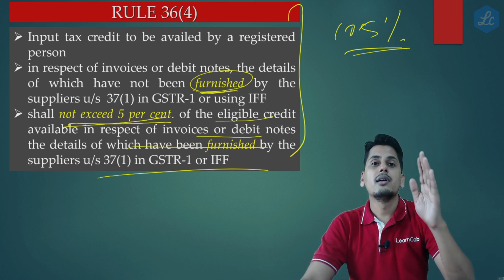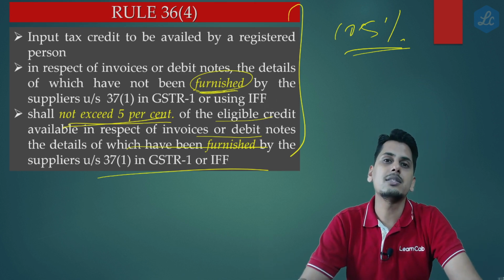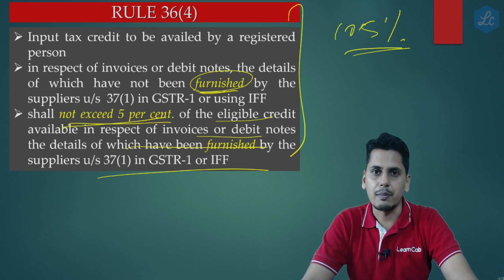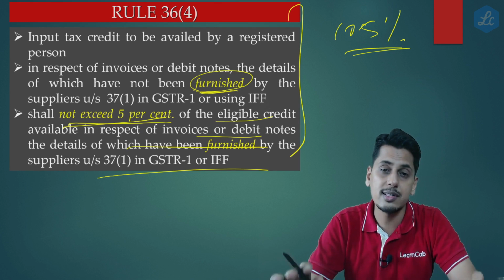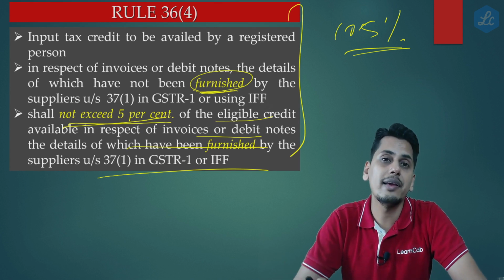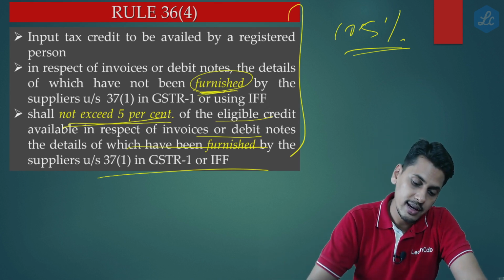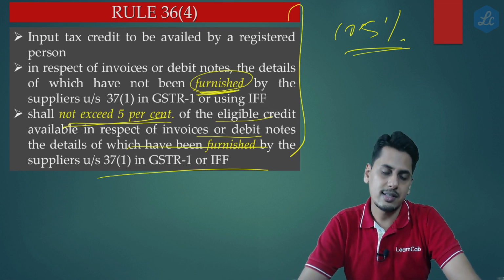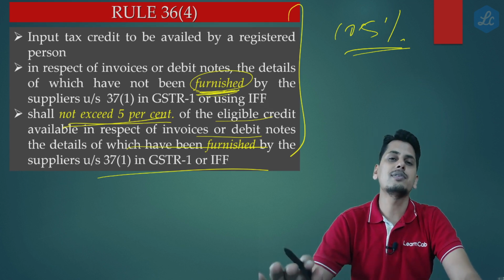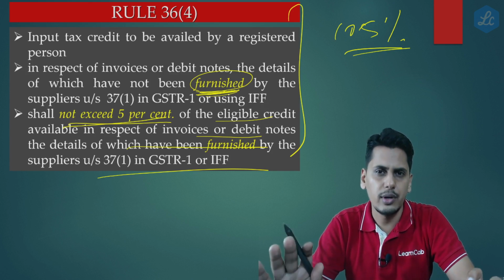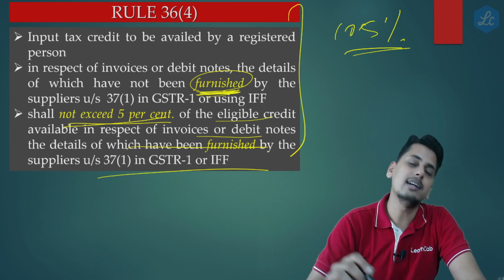So friends, what is the difference between uploading and furnishing? As regards uploading, you just upload the details of invoices. GSTR1 need not be filed. But now it says mere uploading is not sufficient. GSTR1 needs to be filed. Only then the recipient would be in a position to take the credit. This is a small technical difference, friends.